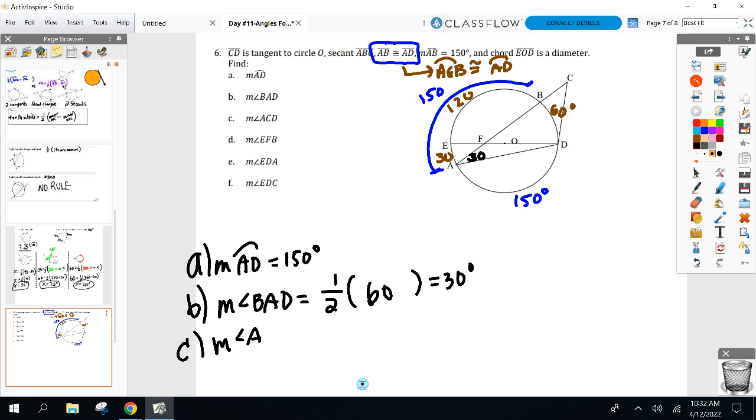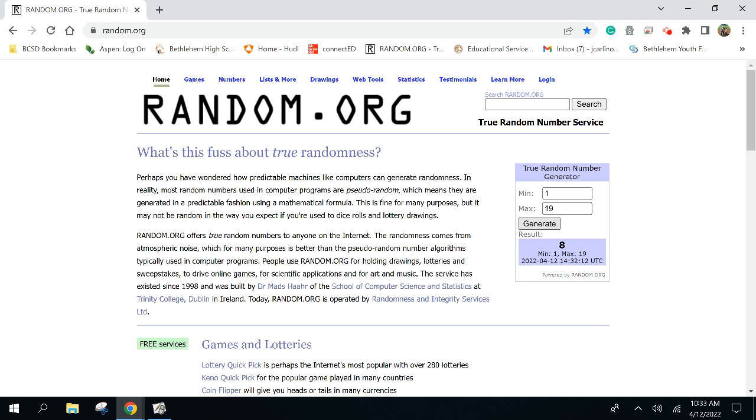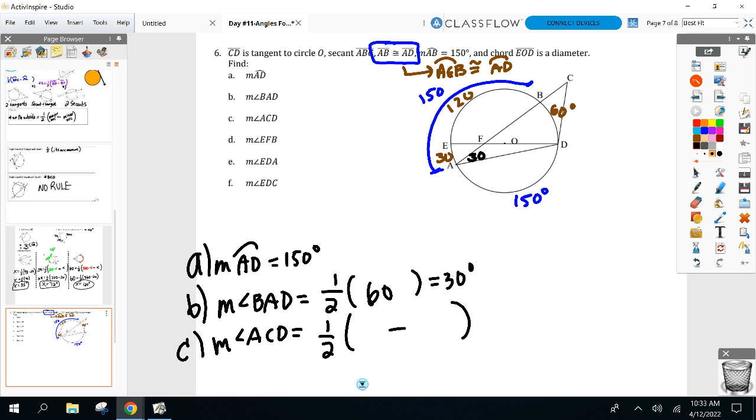Angle ACD. What are we looking at here? Inside? No, outside. Yep. Okay, discussion's done. One half, two arcs subtracted. Let me know what those two arcs are. Okay, ACD. What are the two arcs? The major and the minor in between them.